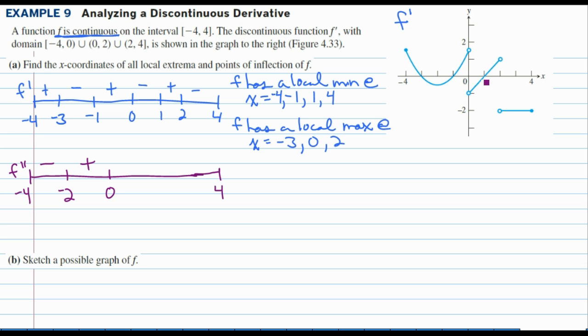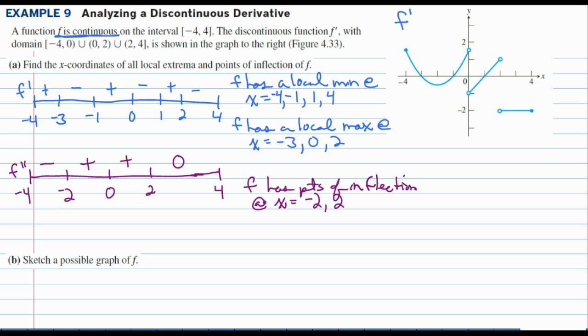Then we're actually still increasing between -2 and 2 for f prime. So f double prime remains positive. Now between 2 and 4, f prime is constant. So f double prime isn't going to be positive or negative. F double prime is actually going to be 0. So f has points of inflection wherever f double prime changes signs. So that's going to happen at -2, not 0, 2, and that's it. So those are our only points of inflection.